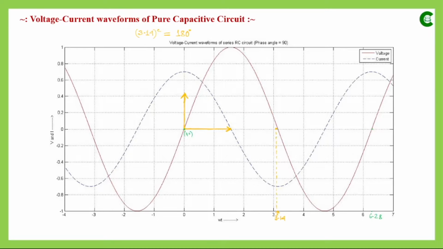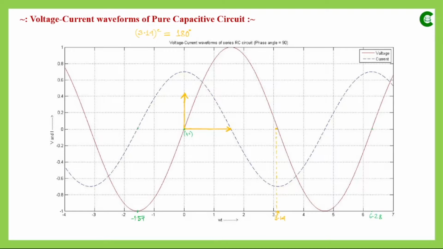Now here the blue dotted line represents the current, and from this point to this point, if we move on the negative side, we can see that this is the measurement of minus 1.57, because here we are moving on the negative side of omega t or time.